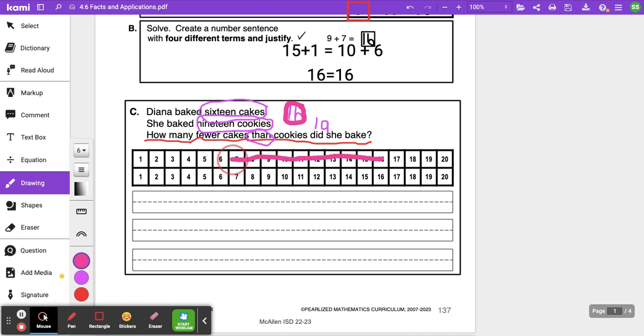16, those are the cakes. And now the cookies are 19.